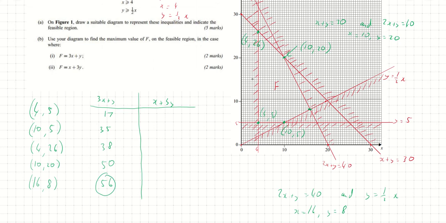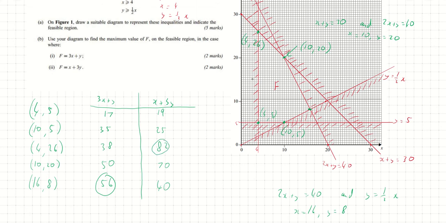We're going to do the same for x plus 3y. So x plus 3y, when x, y is 4 and 5, we have 4 plus 3 times 5 is 19. We have 10 plus 3 times 5 is 25. We have 4 plus 3 times 26, which is 82. We have 10 plus 3 times 20 is 70. We have 16 plus 3 times 8, which is 40. So here's our maximum value for that.